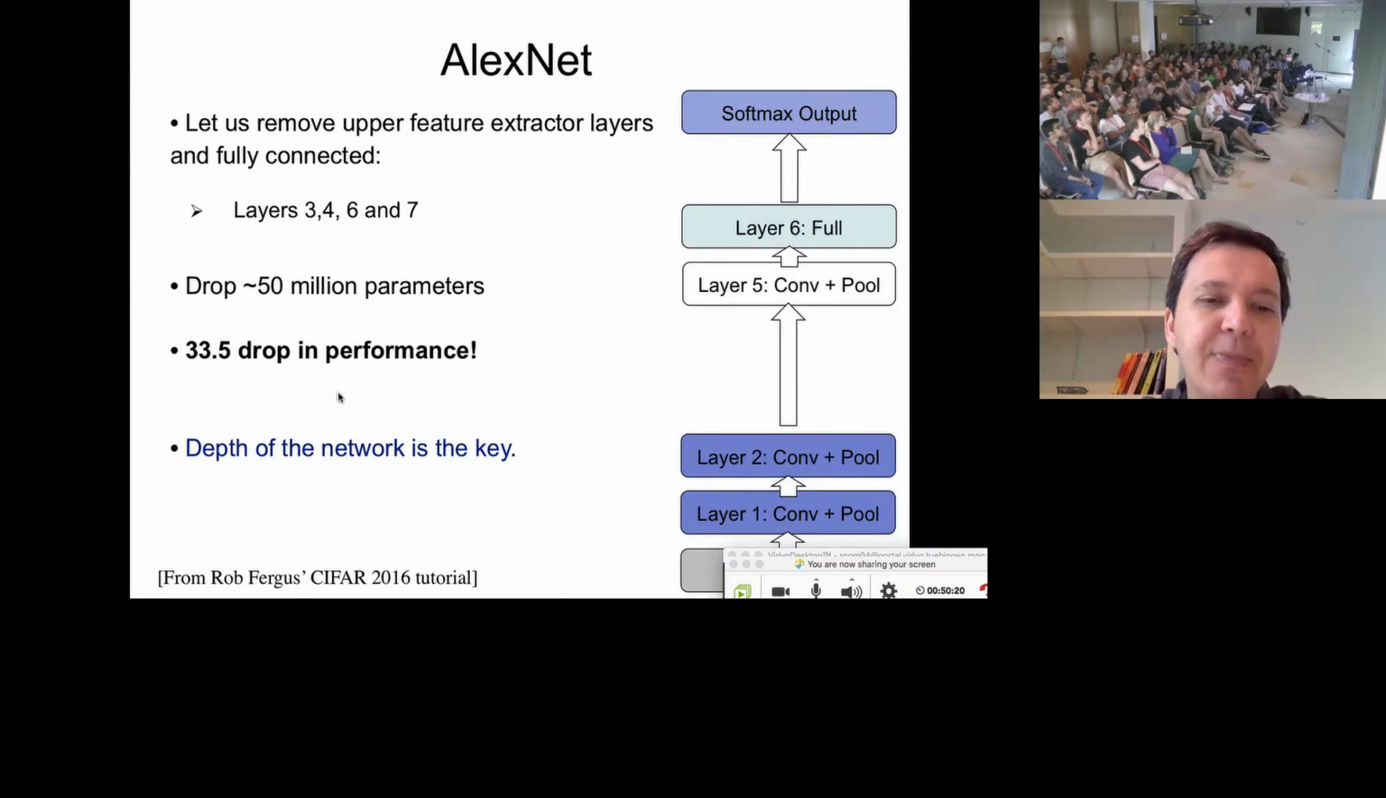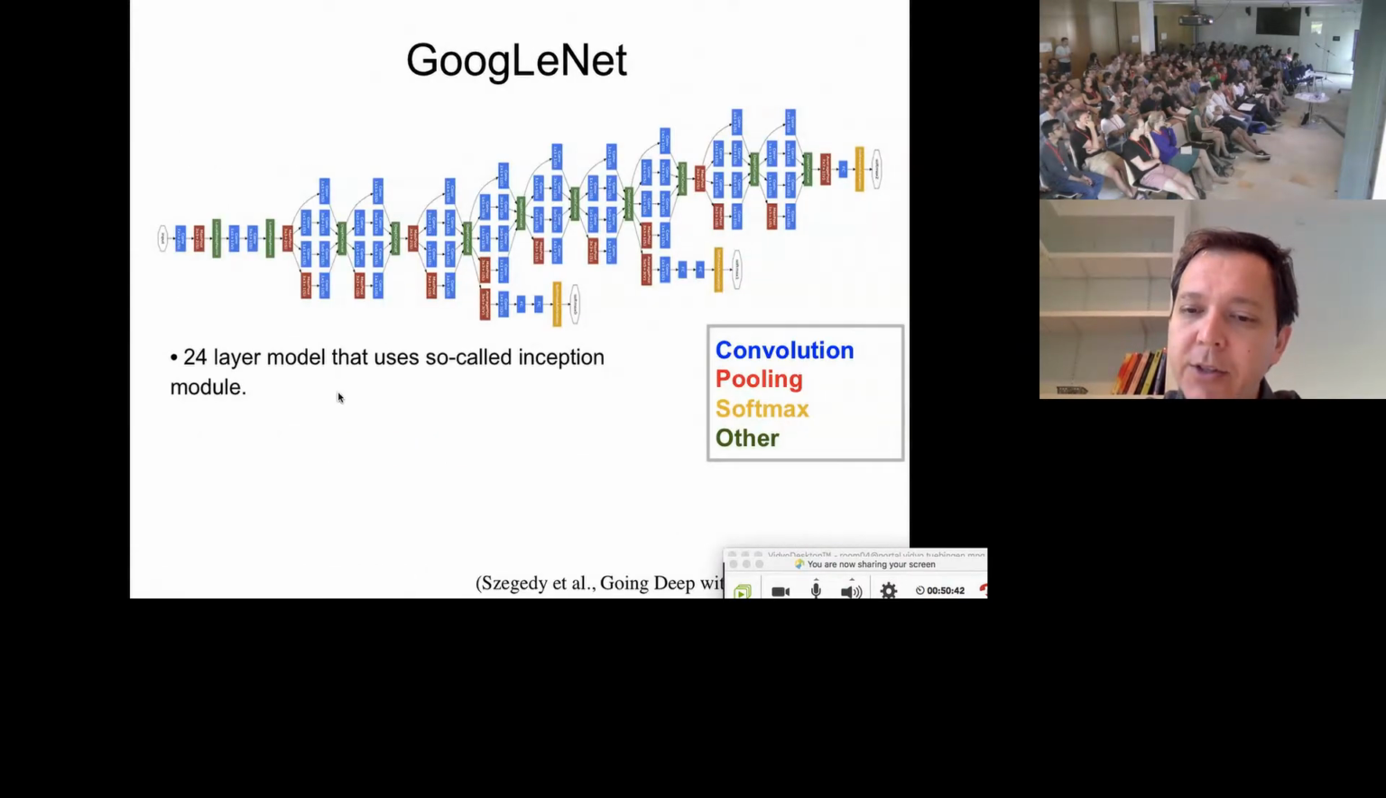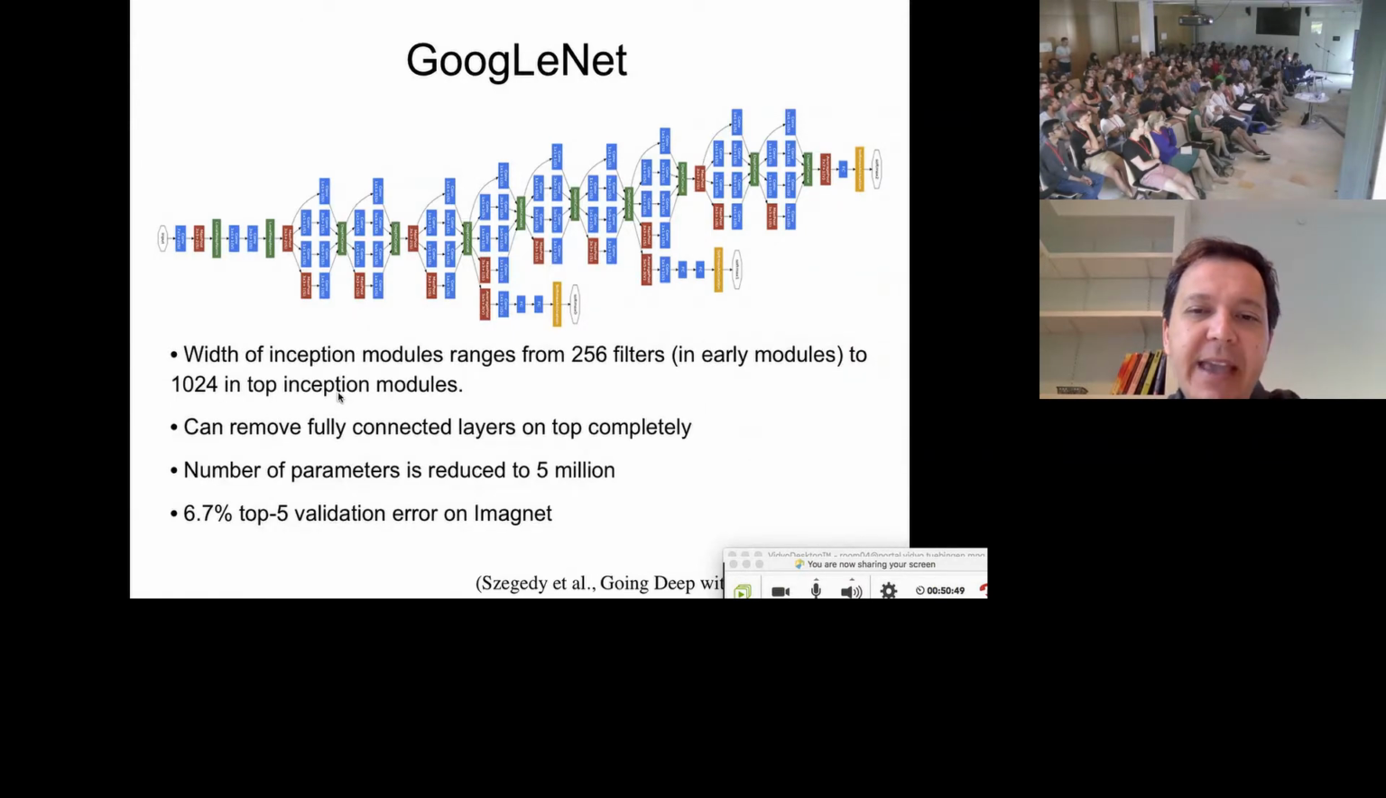So it seems that the depth of the network is the key, and that's something that people have thought about. If you had 3 or 4 layers, people felt that was a lot. AlexNet came along, it was 8 layers. And then Google, back in 2013, 2014, came up with GoogleNet. It has 24 layers, and it's the particular architecture that they've looked at. You don't really have any fully connected layers. Everything is convolutional. You have 256 filters and so forth.